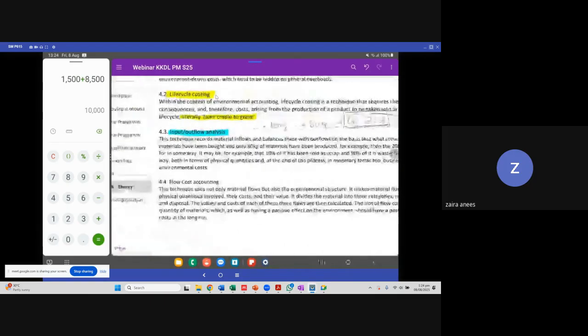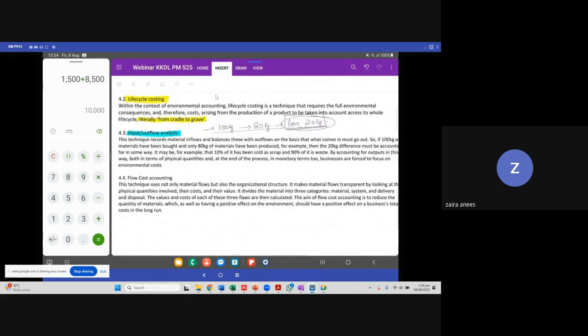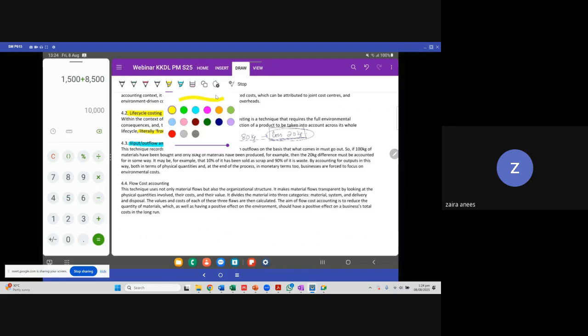Okay. And then the flow cost accounting. Flow cost accounting is basically they try to identify the physical quantities involved, right? Physical quantities in the sense you need to identify at which process, how much material you are adding, and at what stages you are having your losses.